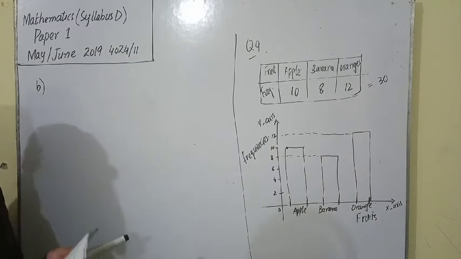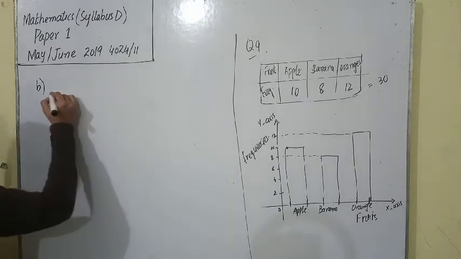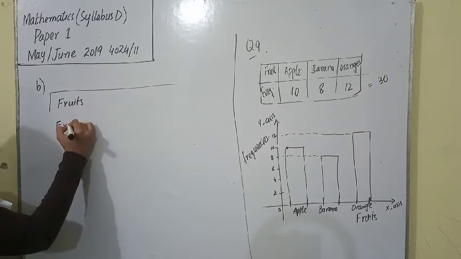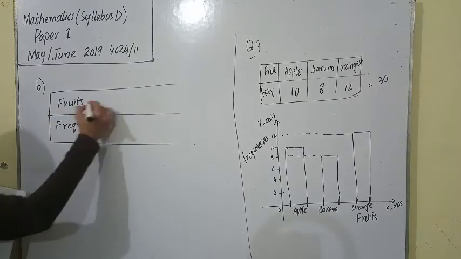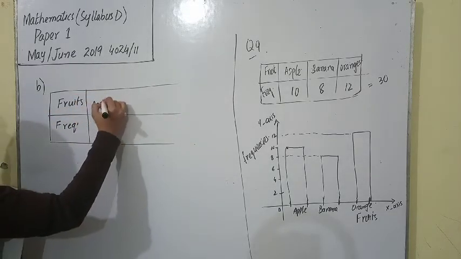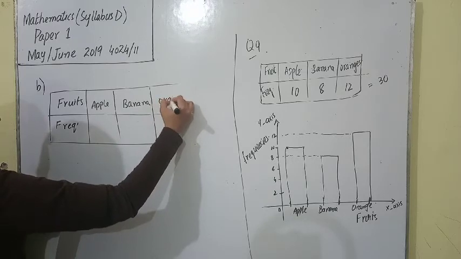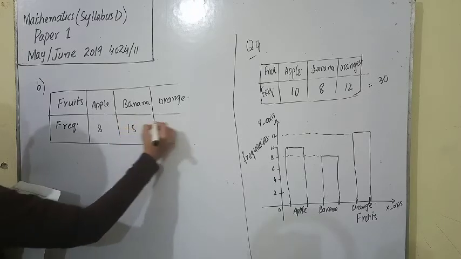Come towards B part of question number 9, in which on Tuesday Ahmed records the foods chosen by a random sample of 30 students in the lunch queue. His results are shown in the table below, and I am going to draw the table for you, in which foods and frequency are there. According to the given situation, again 3 fruits are there: apple, banana and orange, and the values already given are 8, 15 and 7.